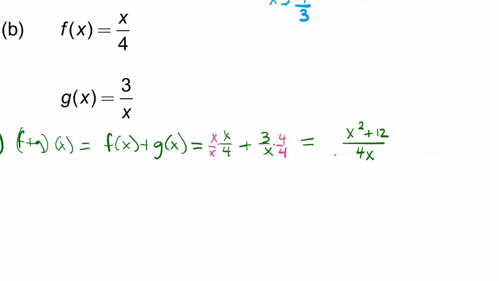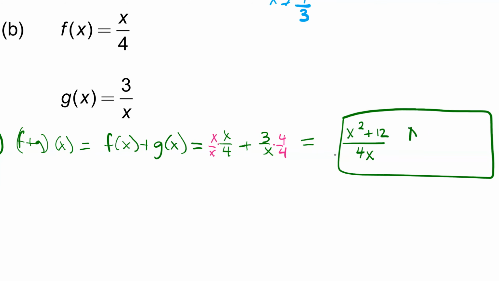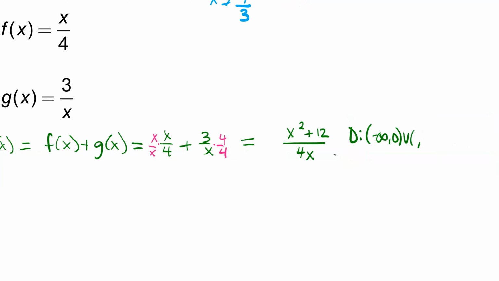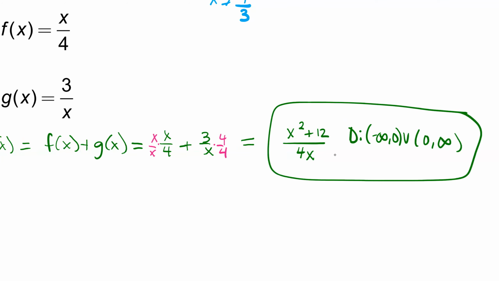The issue is, what is the domain of this function? What can x not equal? Right, x cannot equal 0. So I go from negative infinity to 0, union 0 to infinity. Do we understand why it's 0? Right, if I set the bottom equal to 0, 4x cannot equal 0. Divide by 4 on both sides. You see x cannot equal 0. Cool. Try the next one.